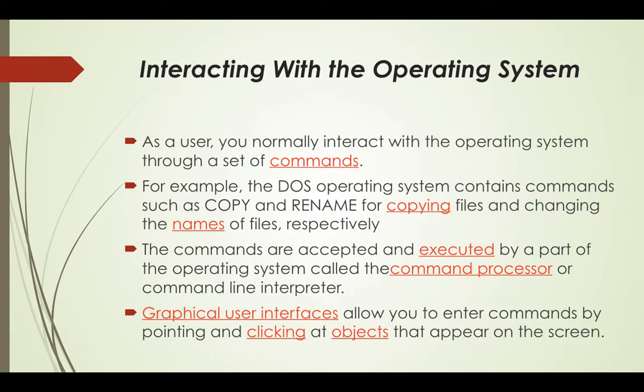Next, interacting with the operating system. As a user, you normally interact with the operating system through a set of commands, in general where there is no graphical user interface. For example, the DOS operating system, which you are all aware of as an earlier operating system, contains commands such as copy and rename for copying and changing the names of files respectively. The commands are accepted and executed by a part of the operating system called the command processor or command line interpreter. In Unix we call it the terminal, which is the command line interpreter that interprets the commands to get the task done, like copy or rename.